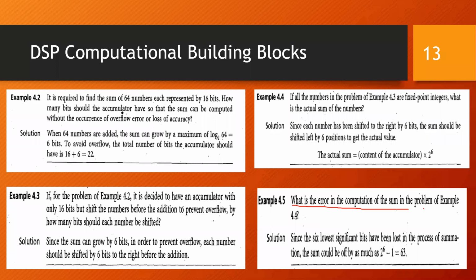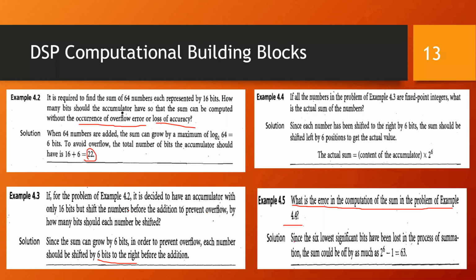Now, what is the error in the computation of the problem? As I mentioned, with shifting here, we are trying to avoid the overflow and the loss. In order to do that, accumulator size should be 22, but here he restricted it to 16 bits. So overflow can be avoided, but I cannot avoid the loss. So I shift the numbers by 6 bits each and then add, due to which I'll be getting some result, but I'll be incurring some loss in the computation.